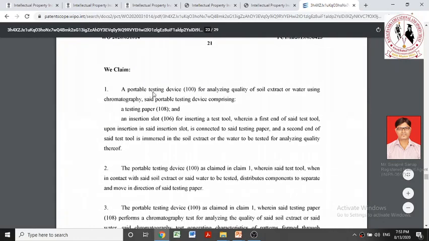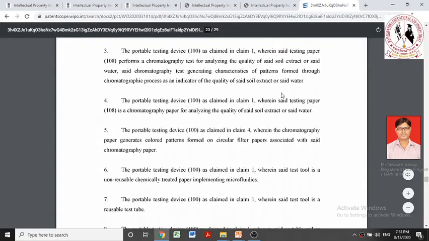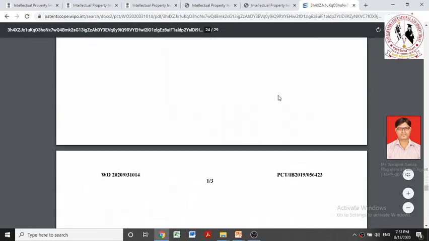claims. Can anybody guess by reading the preamble of the claim whether this is an apparatus claim, a system claim, a method claim, or what? A portable testing device. As the name indicates, it's a device claim. Indirectly, it's an apparatus or a system claim. So just by reading the terms itself, you would be able to appreciate what these particular claims are, right?